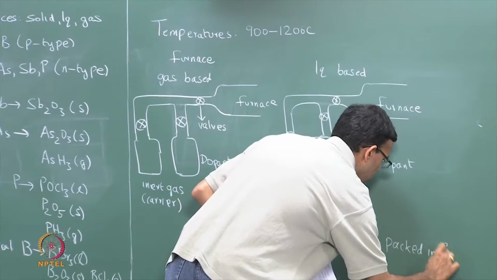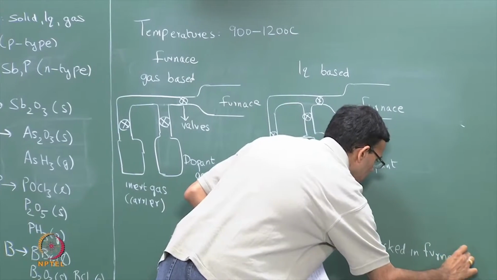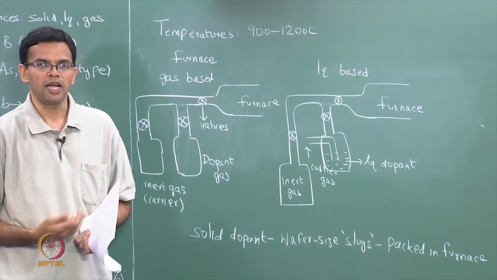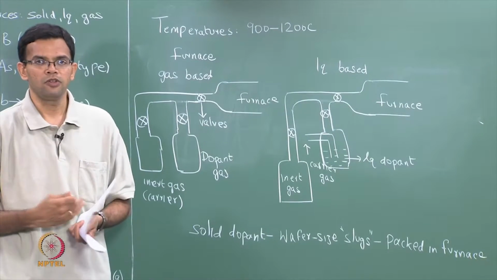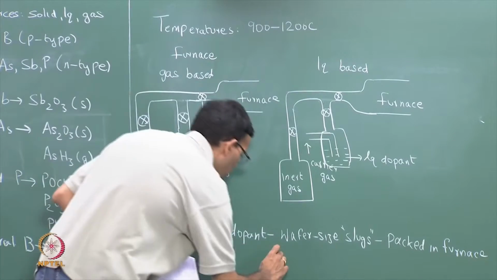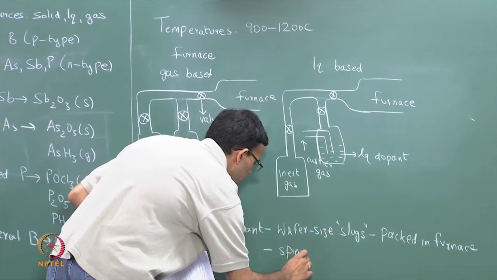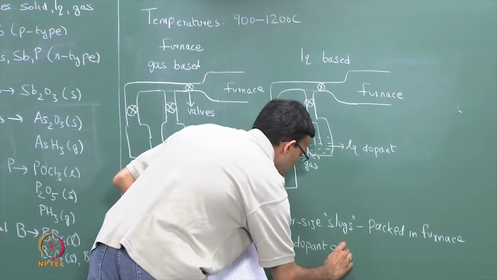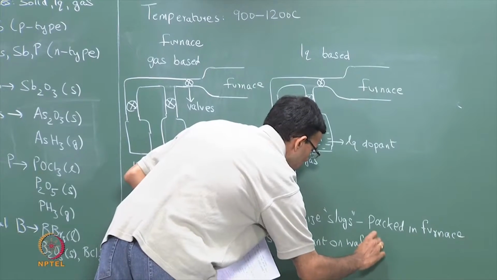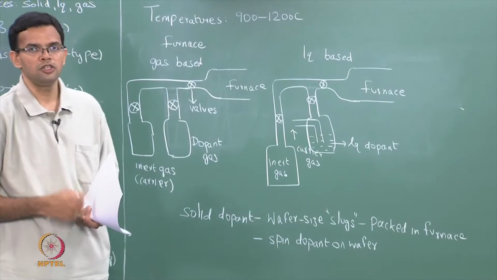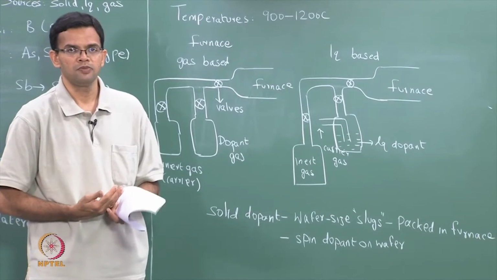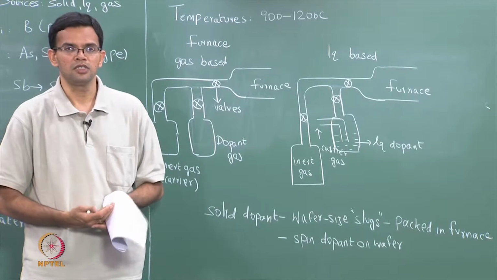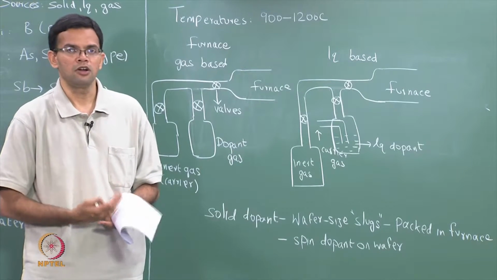They are packed in the furnace. The other way of introducing a solid dopant is to actually spin a layer of the dopant onto the wafer. So, the dopant is usually dissolved in a specific solvent, and this solvent is just spun on to the wafer, in a similar way to how photoresist is spun on a wafer during lithography.